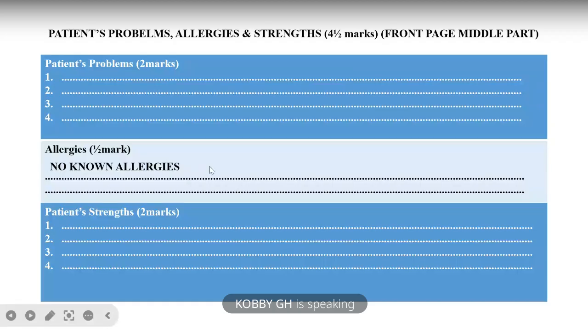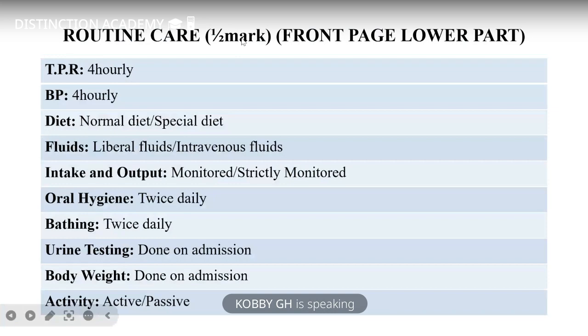Now, the care plan, you start writing things you don't think first. From the no known allergies, go straight to the lower part of the care plan, the front page. TPR, write four hourly. BP, write four hourly. The diet is either you write normal diet or special diet.